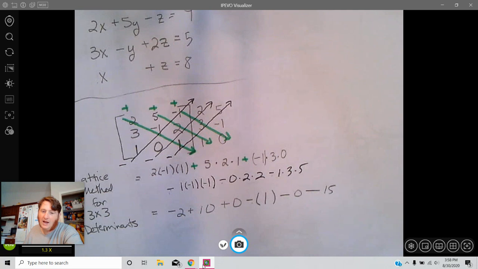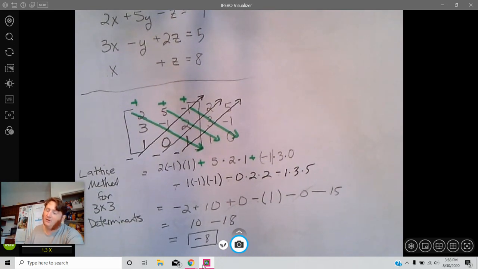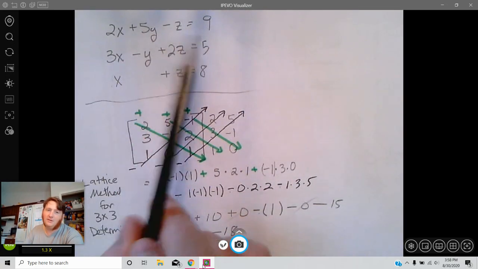So then I just need to combine those things. And again, you can kind of cheat here and say, well, I don't care about the zeros. 10's the only positive. The negatives here are -2, -1, -15. That's a total of -18. And 10 minus 18 is -8. And so that would be the start of trying to solve this.